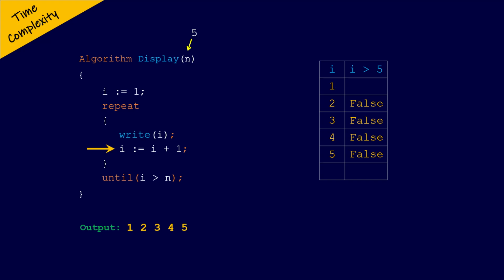Then we have the next statement in the loop, that is I is assigned value I plus 1. The value of I is 5, and now after it is incremented, the value of I will be 6. So we will write the current value of I, that is 6, in the table.